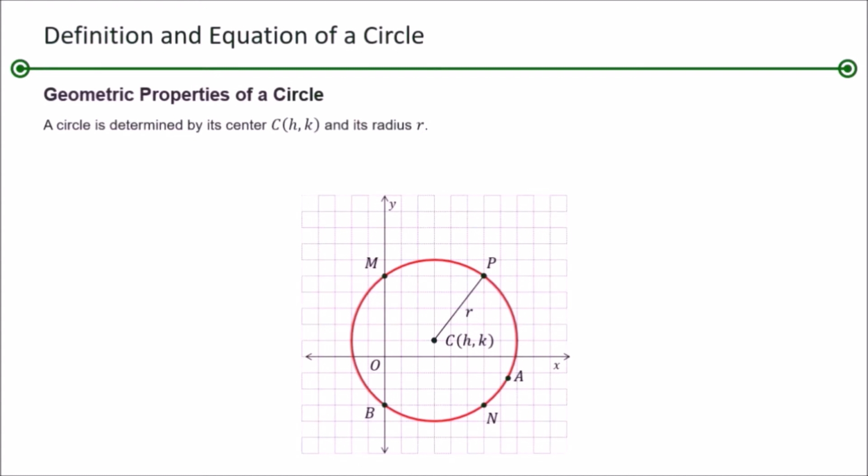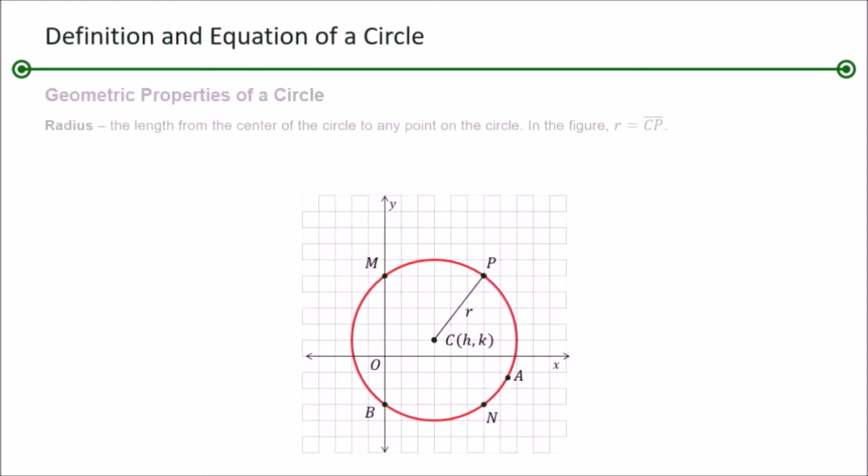Geometric properties of a circle. A circle is determined by its center C with coordinates (h, k) and its radius r. Radius: the length from the center of the circle to any point on the circle. In the figure, r is equal to the length of the line segment CP.